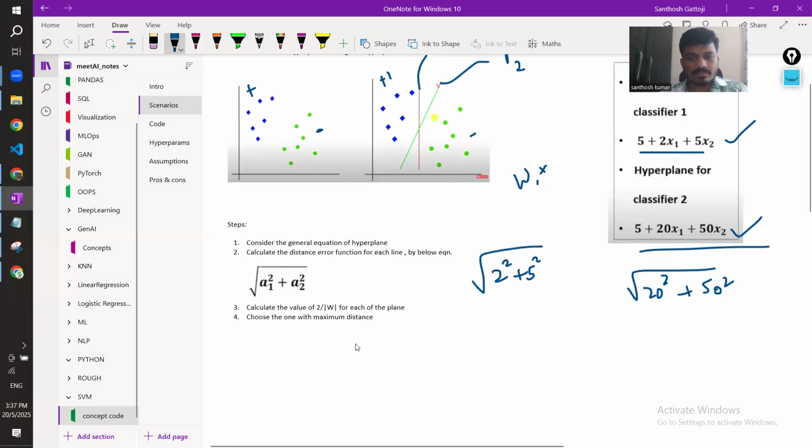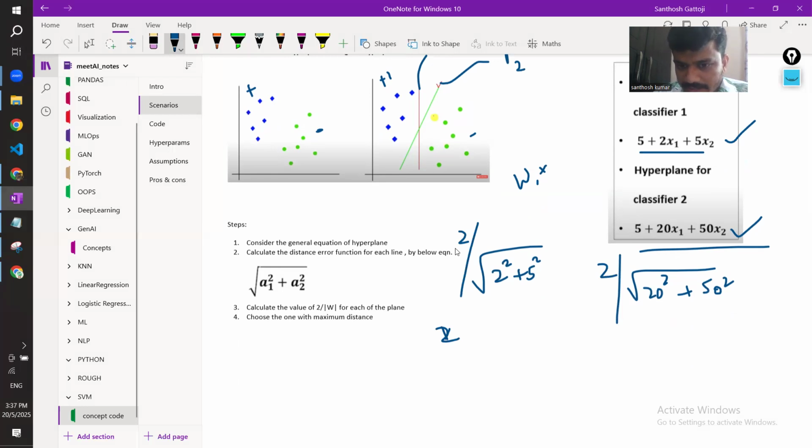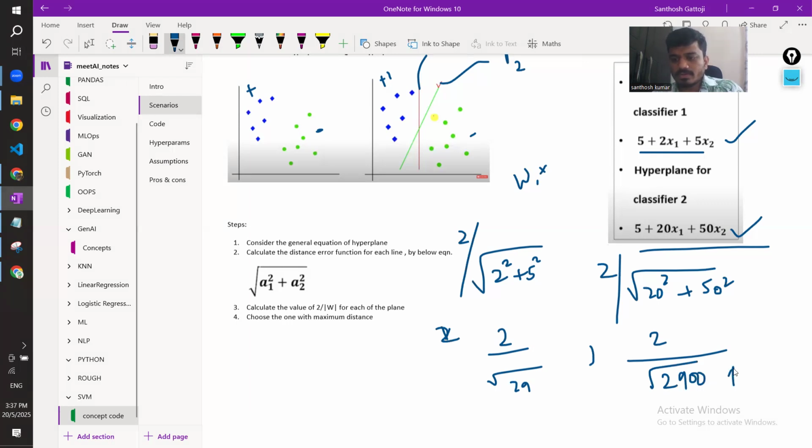After that, calculate 2 by mod W. So 2 divided by this and 2 divided by this. Here the W value should be minimum. So this is 25 plus 4, 29, and this is 400 plus 2500, 2900. Obviously this value is bigger, so 2 divided by it will be less. The overall value of this one is less.